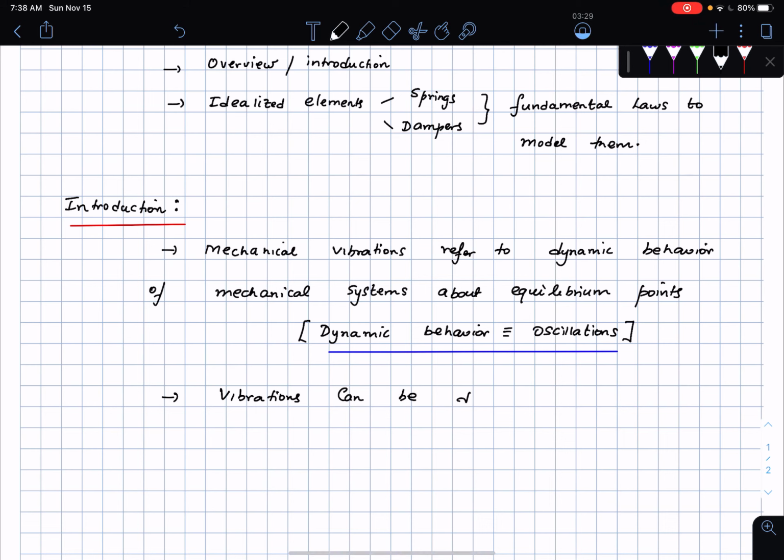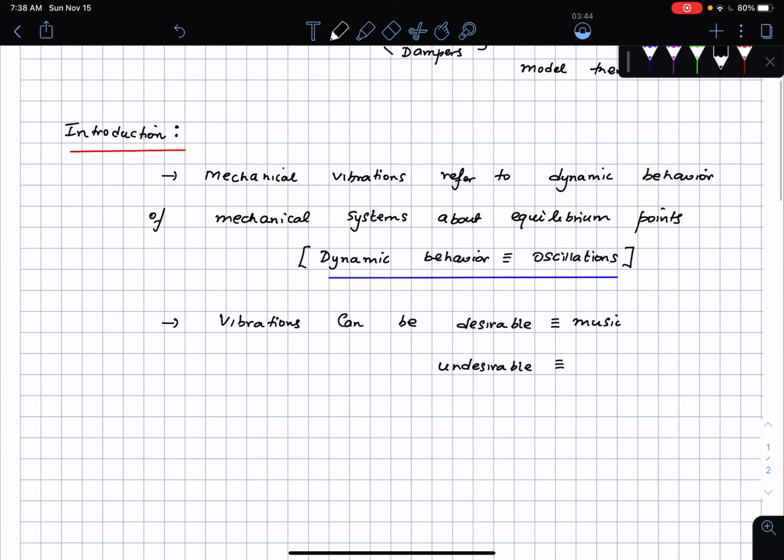Vibrations can be desirable in the form of music. They can be undesirable, typically in the form of shaking or chatter of machine tools. This undesirable form of vibrations will result in loss of energy, or waste of energy.